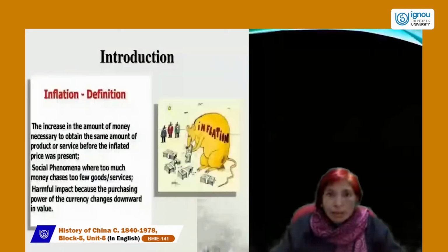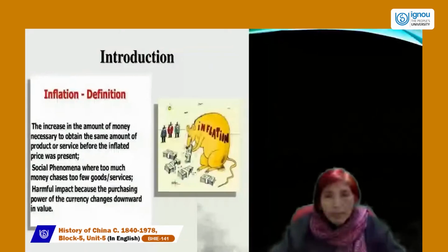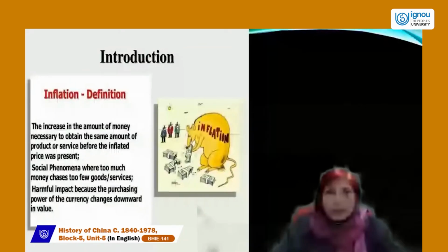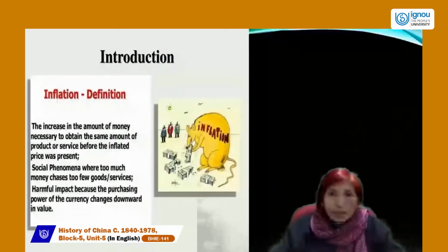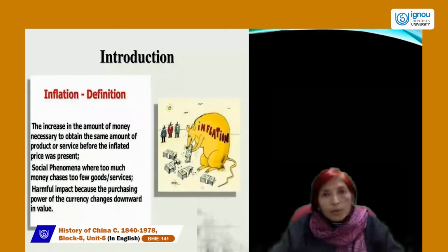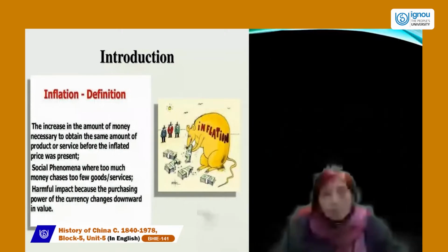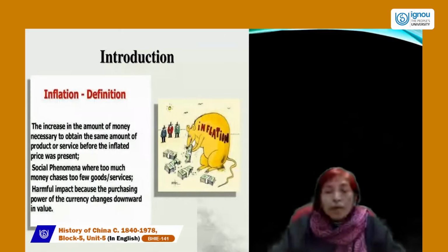If you have to spend more money to buy a smaller amount of goods and services, that is called inflation. Because at the time of inflation, price goes up. When price goes up, you have to pay more for buying any quantity of goods and services. So it has a harmful impact because the purchasing power of the currency changes downward in value.